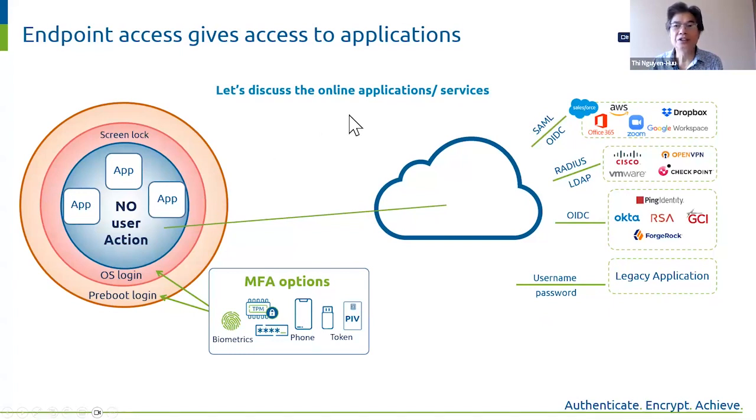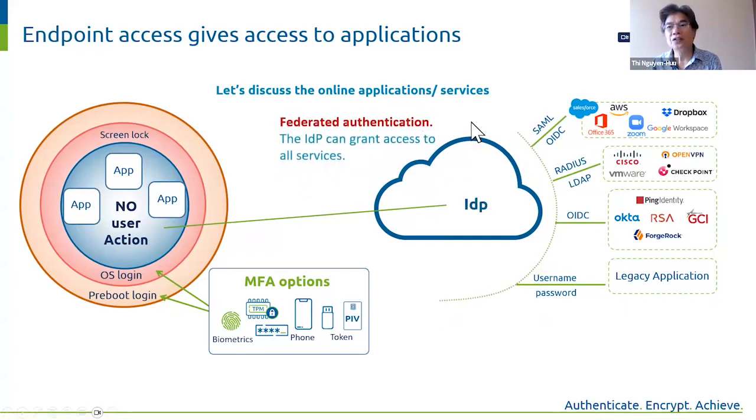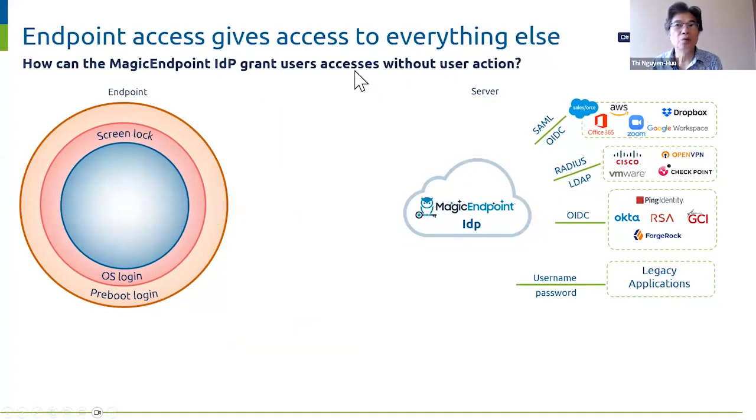Let's discuss the services on the cloud. The industry solution for these services is federated authentication. The idea is the IDP, the identity provider server, taking care of all authentication so that the application don't have to do that, and the user only have to authenticate to the IDP. But still, it still causes burdens. WinMagic tried to solve that problem without user action. How can we do that?